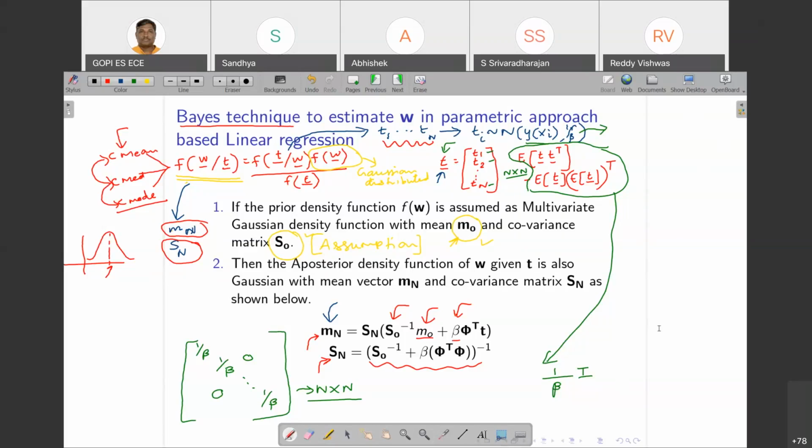So next class, anyhow, we are going to discuss this Bayes technique in detail, right? So Krishna Sai Tarun, as he said, Mn itself is the estimate. Excellent. Mn itself is the estimate. So you are in the proper track. So your W cap is Mn itself because it's a mean vector, right?